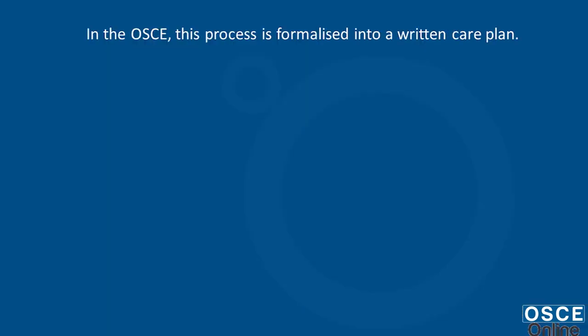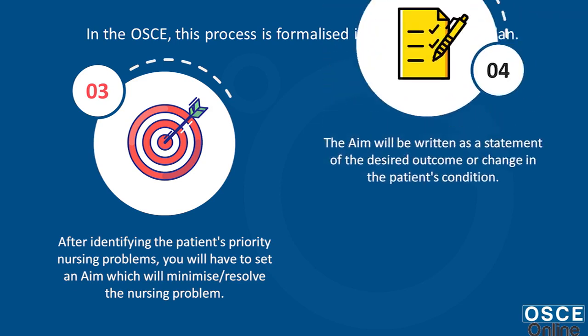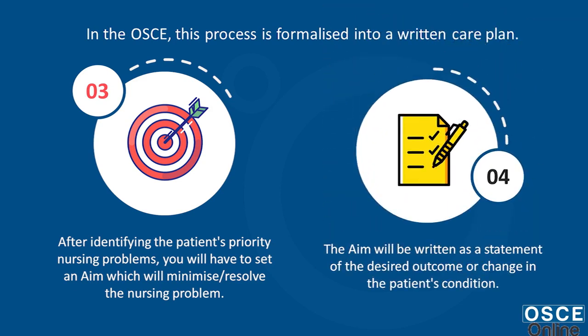In the OSCE, the process is formalized into a written care plan. After identifying the patient's priority nursing problem, you will have to set an aim which will minimize or resolve the nursing problem. The aim will be written as a statement of the desired outcome or change in the patient's condition.